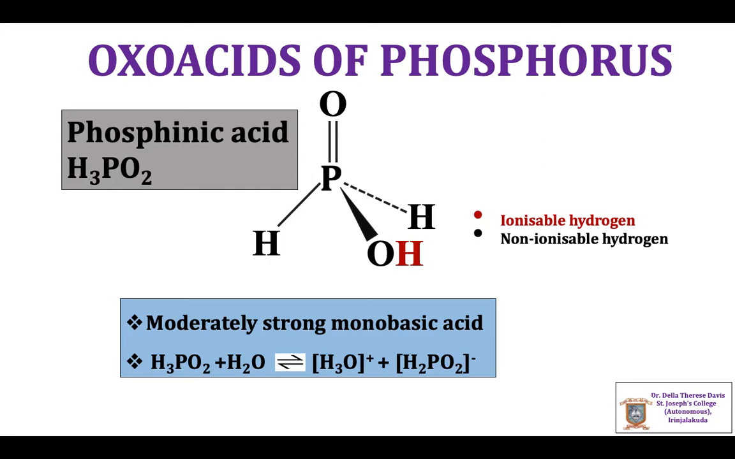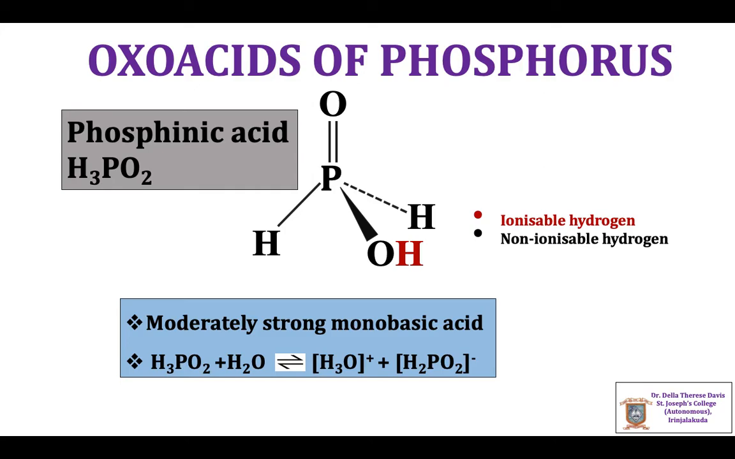Now moving on to the oxoacids of phosphorus. First one is phosphinic acid, H3PO2. It is a moderately strong monobasic acid. In H3PO2, there are two kinds of hydrogen atoms: ionizable hydrogen atoms, which are attached to the oxygen, and non-ionizable hydrogen atoms, which are attached to the central phosphorus atom.